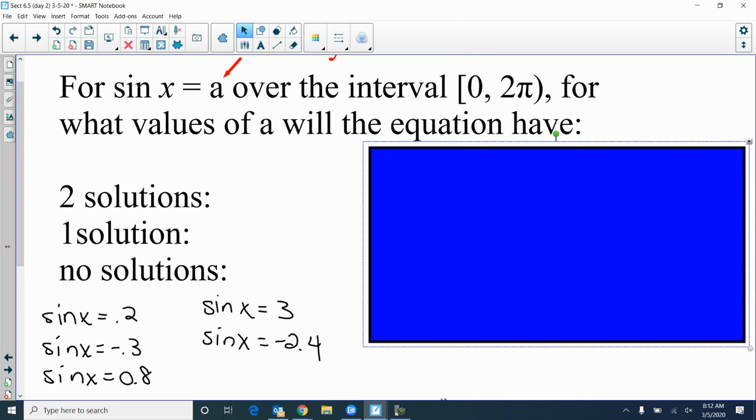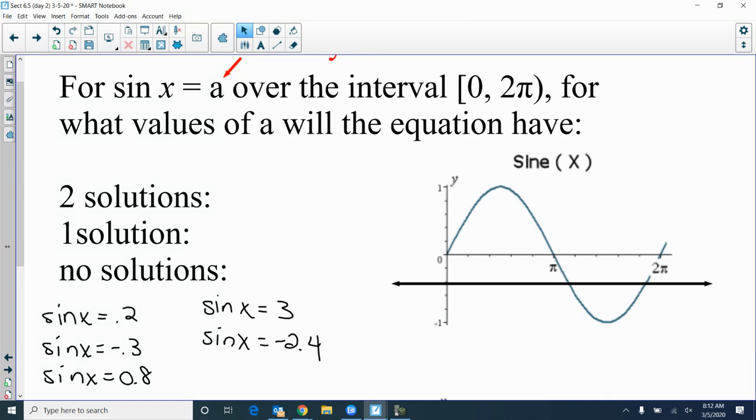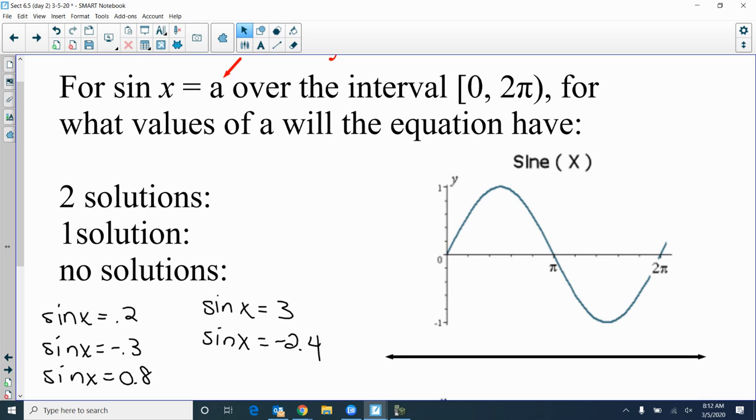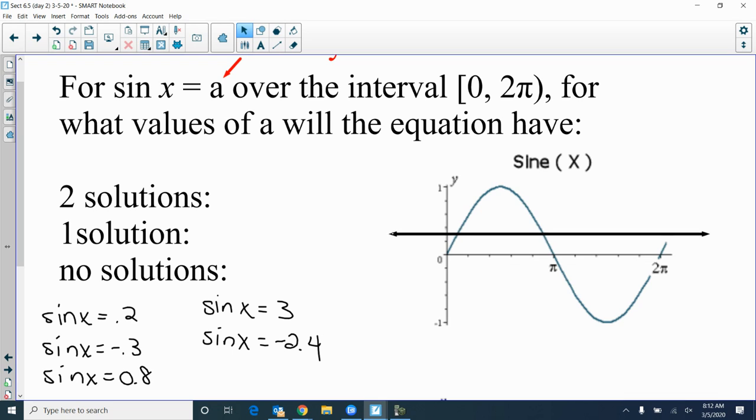Now here's your sine graph. This kind of tells you the whole thing. Let me move this line here. This sine graph is your normal sine graph. What's the maximum it comes up to? 1. The minimum it comes down to? Negative 1. So if anything is above 1 or below negative 1, then you're not going to get an answer for the angle. For anything between 1 and negative 1, like 0.2, it's going to hit the graph twice.